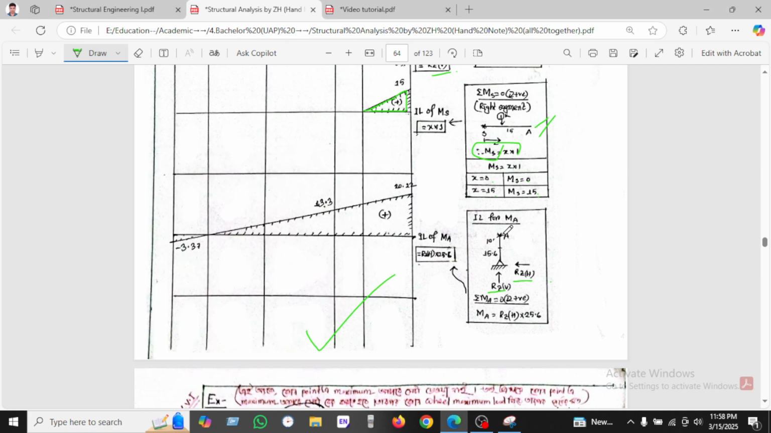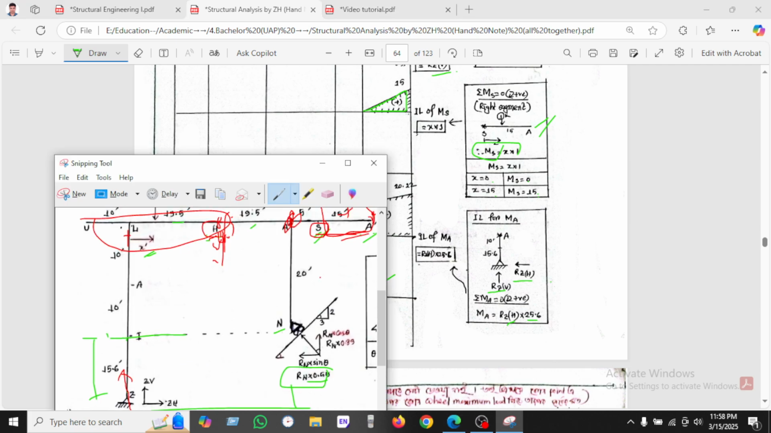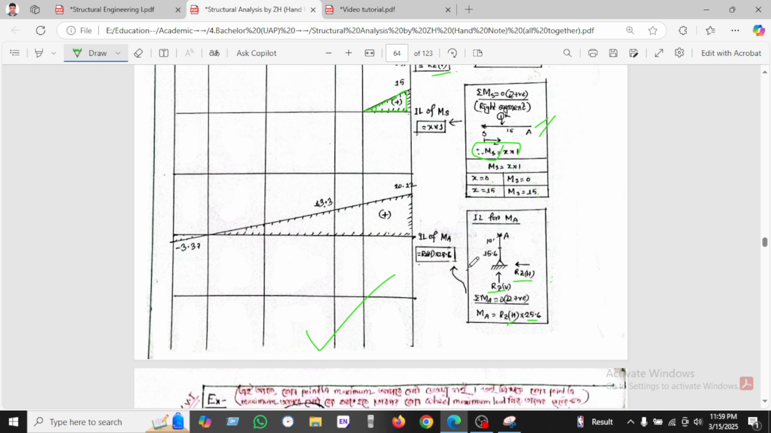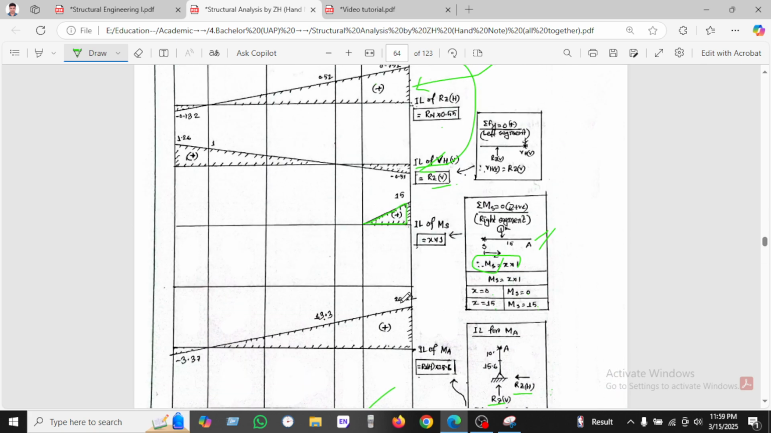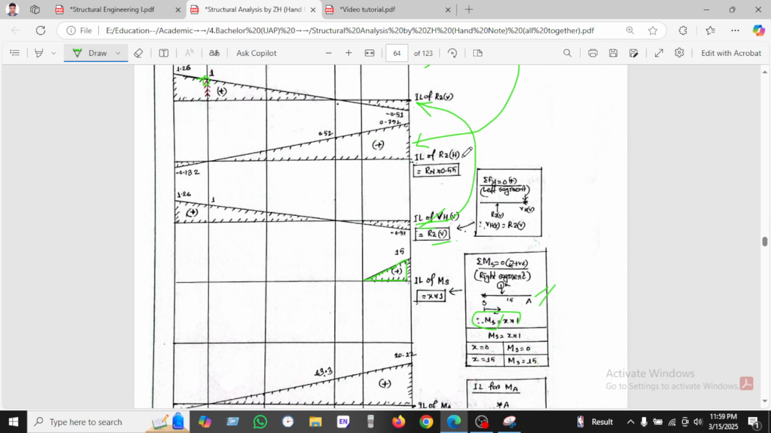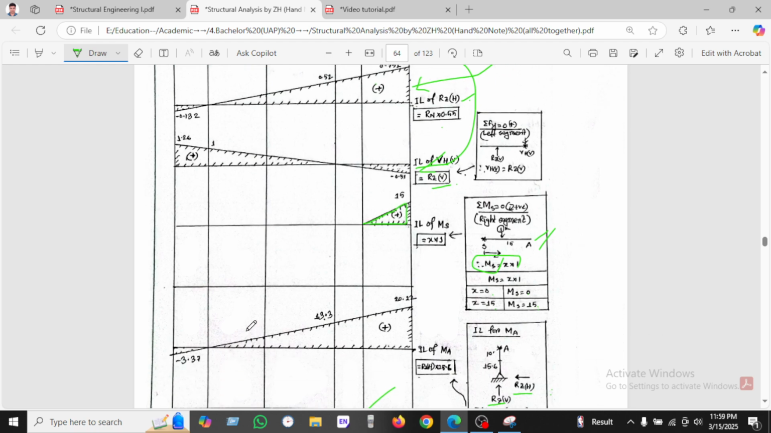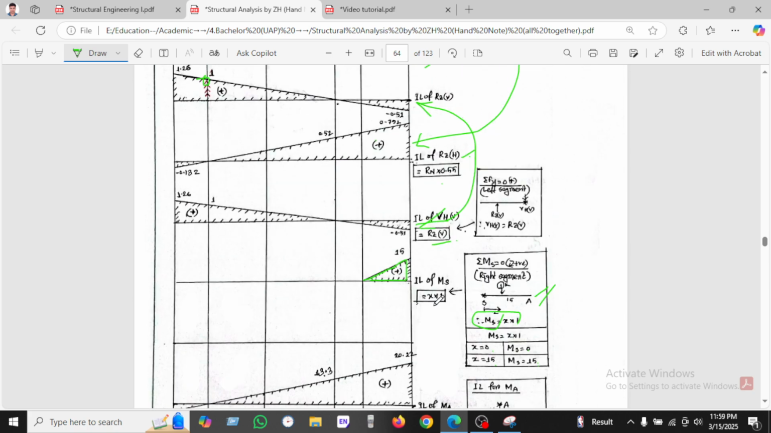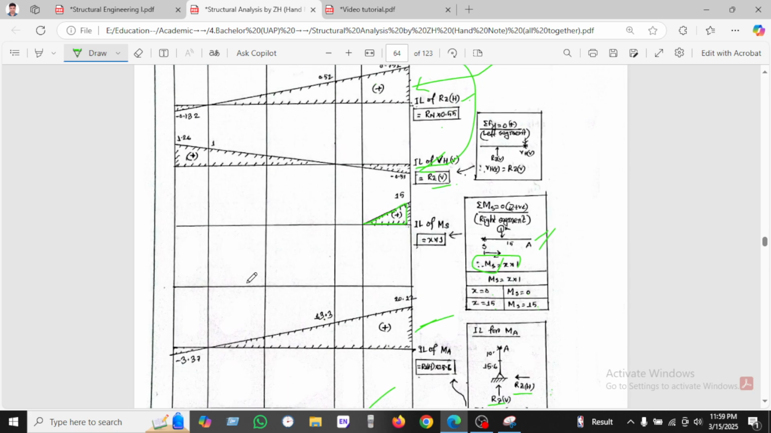So if we take the moment here, MA equals RZ horizontal to 25.6, as the distance given here is 25.6. As per our earlier finding, this is RZ. If we multiply it with 25.6, then we find this diagram. So this diagram is also similar to this diagram.